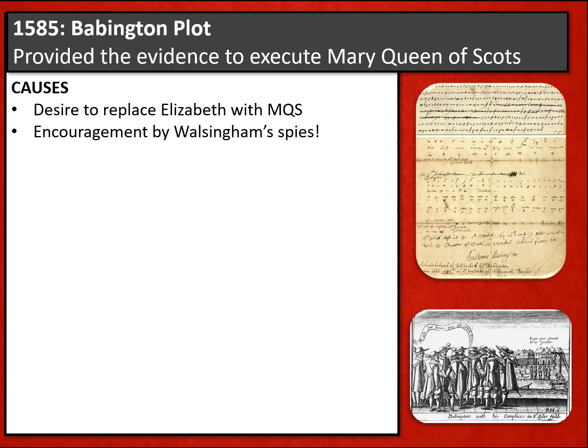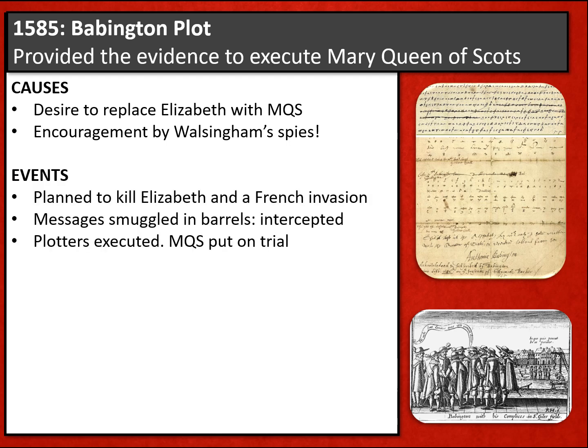And this plot may well have actually been a construction of Francis Walsingham. It was certainly encouraged by one of his double agents. He had a double agent called Gilbert Gifford, who encouraged the plotters to continue with things, just to allow him to build a case against Mary Queen of Scots. So the plan was to kill Elizabeth, and for there to be a French invasion in support of this. And finally, Mary was found to be complicit in this.